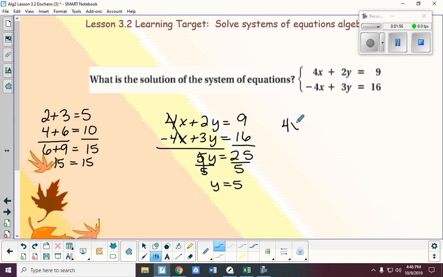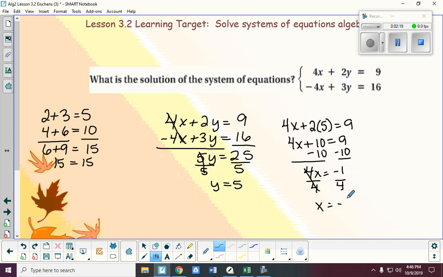So we'll take the first one, 4x plus 2y, but instead of y, we'll put 5. And then we solve that for x. So 4x equals negative 1. Divide by 4, x equals negative 1/4.